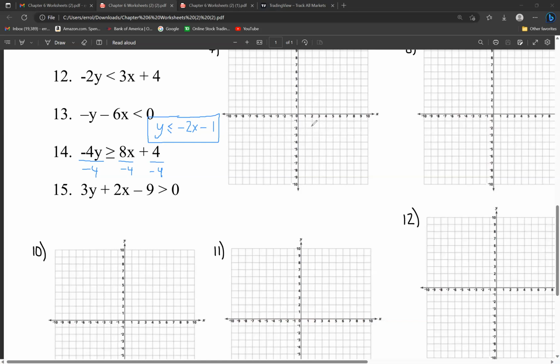Start at 0, -1. 0, -1. Where's the second dot? It's down 2 and 1 to the right. Yep. Down 2, 1 to the right. Okay.